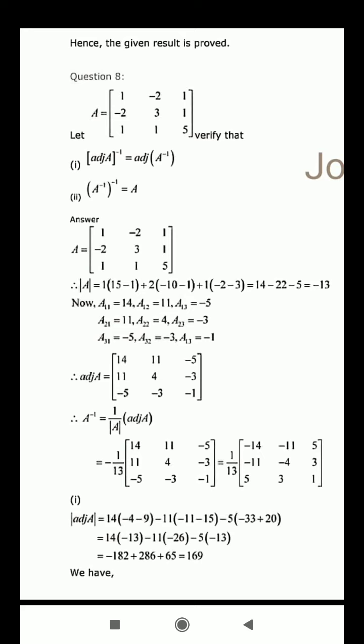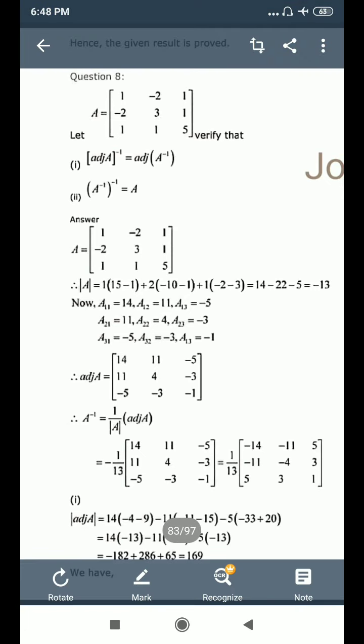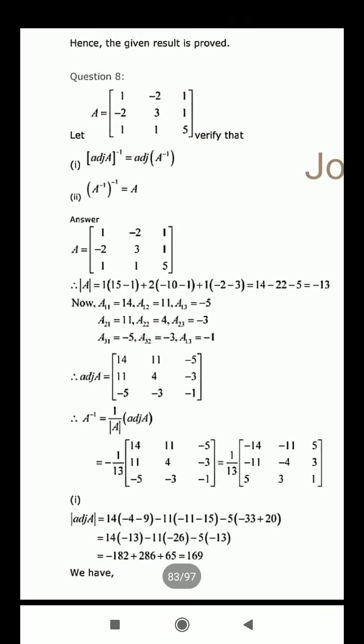In this way we will do this particular question. I will explain the steps. The calculation part you already know how to do. In the second question, first of all you will find A inverse and call it B, and then we will find the inverse of that again. That will become B inverse, and we will prove that B inverse is equal to A.